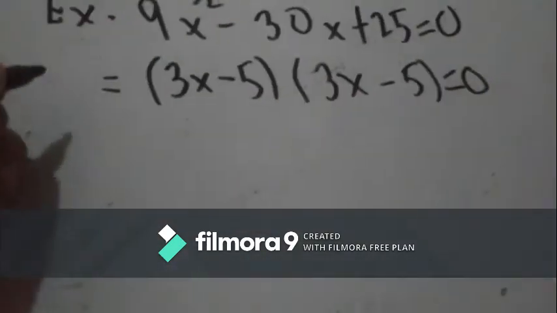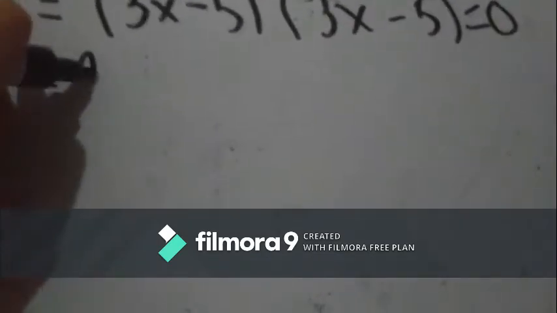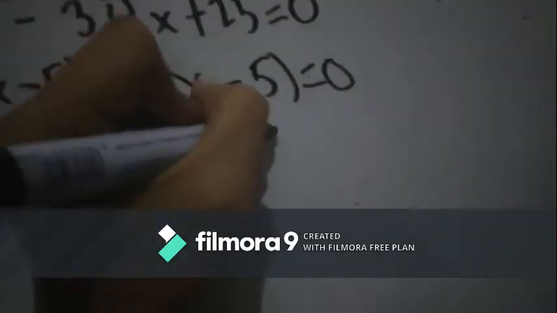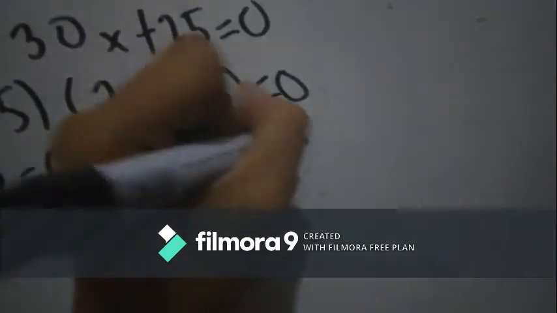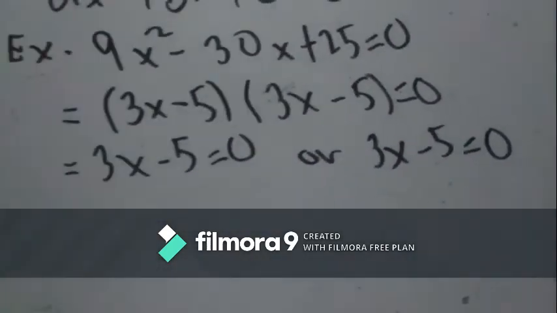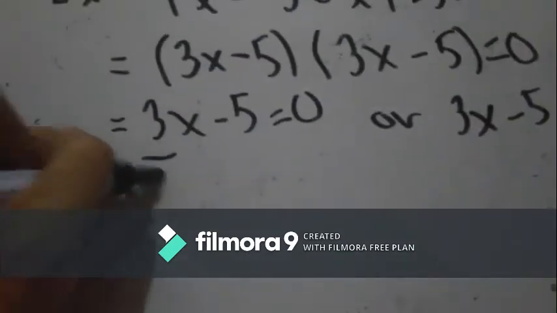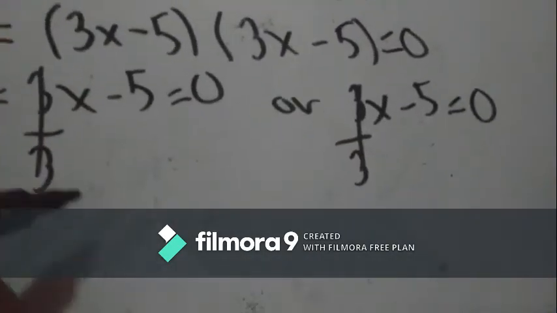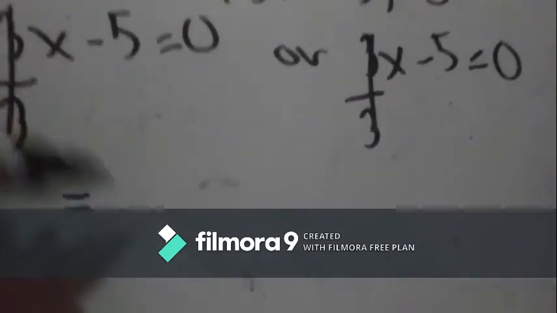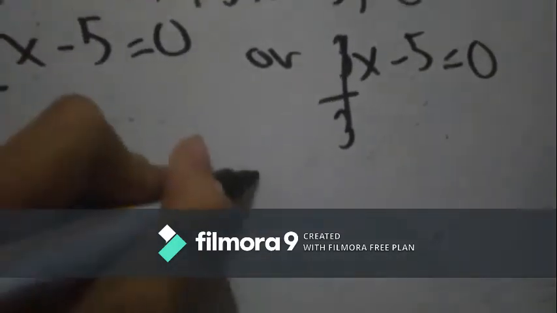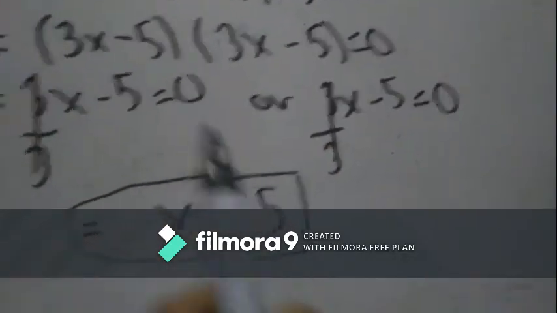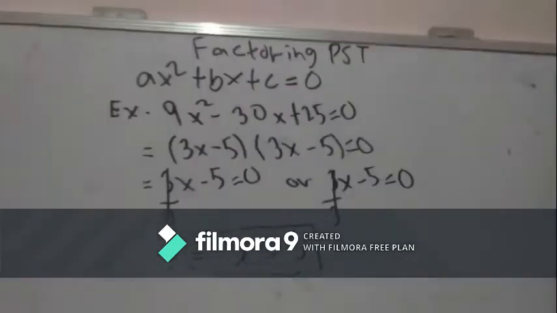So let's start the solution. 3x minus 5 equals 0, or 3x minus 5 equals 0. And divide 3 by 3. Divide 3 by 3. So as you can see, they are the same. So their answer is also the same. And its final answer is x equals 5 over 3. Because they both have a negative sign, the final answer should be positive. So that's how to do it.